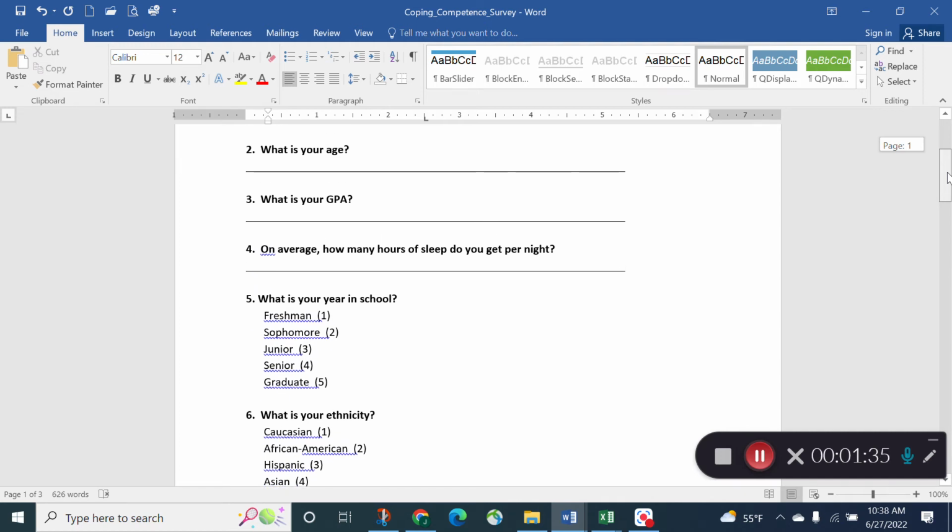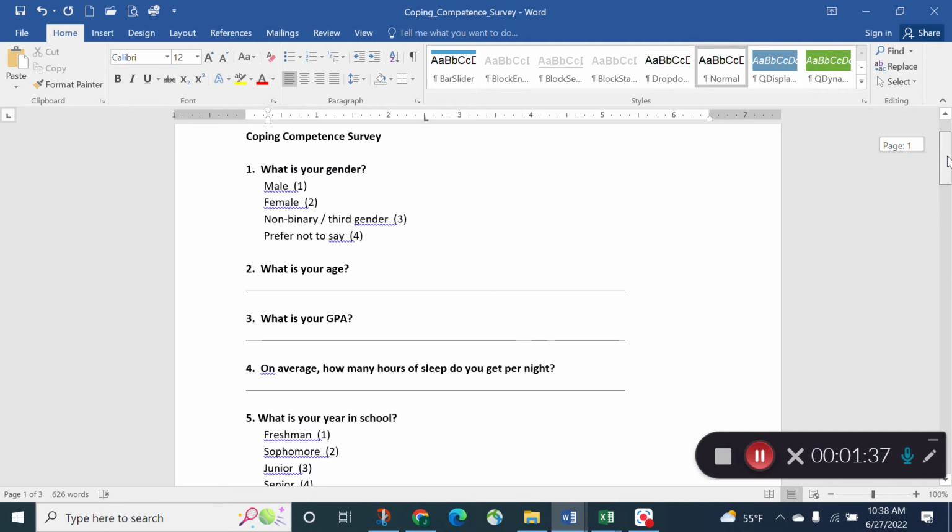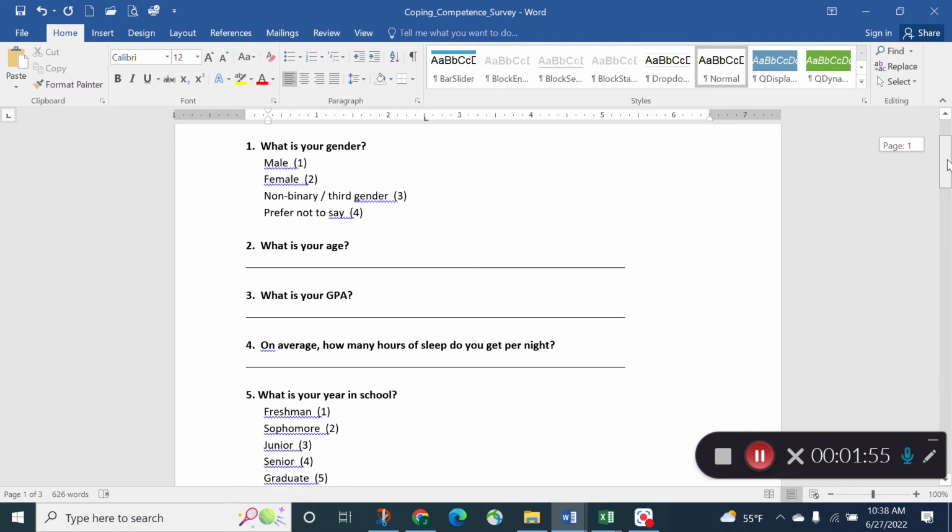So notice that some of these have answers available to the participant. So when the participant took the survey for gender, they could say male, female, non-binary, third gender, or prefer not to say. So they could select one of those 4. And then some of them, the next 3 in fact, are open-ended. So the person could just simply write their age in.